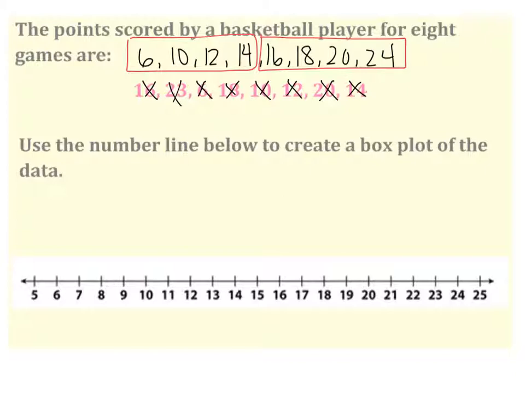Unfortunately, we don't have a clear median because there's not 1 number in the middle. So we treat it just like we did the quartiles in the other problem. I'm going to circle the 2 medians. So quartile 2 is 15 because that 15 is going to be right there in the middle. I'm going to do the same thing with my quartile 1. So I look at my lower half. Your lower half is 6, 10, 12, and 14. So that means your quartile 1 is going to be right here at 11.